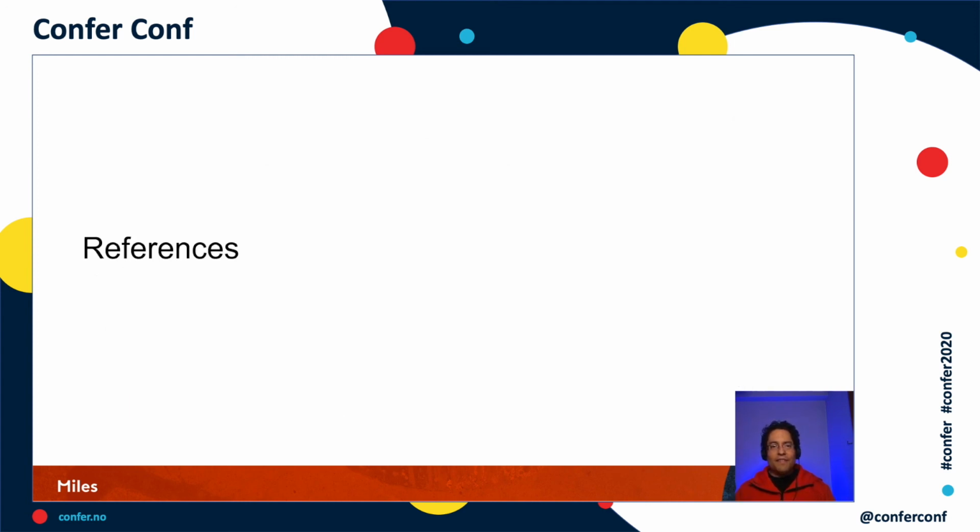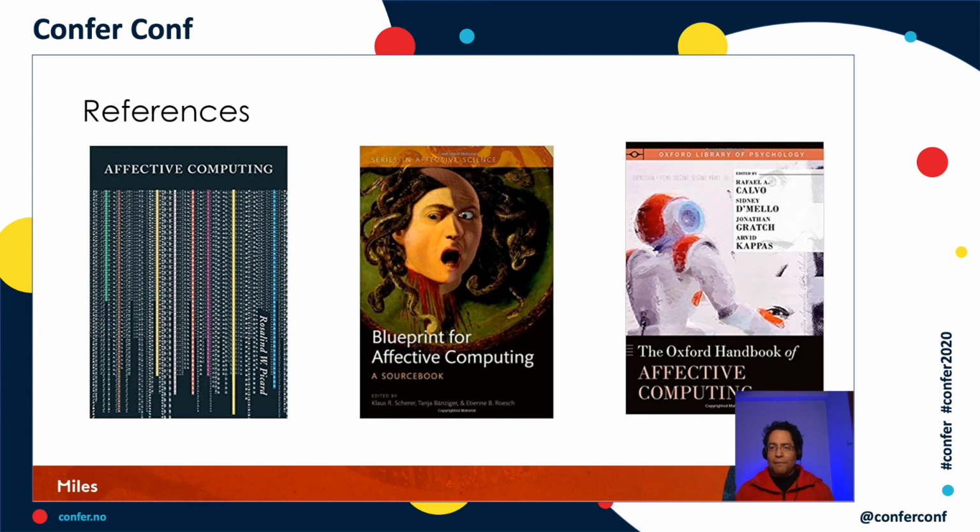I also have some references for you, so I hope you found this interesting and you want to learn more. I have three books here that you can study a little bit more. One is the book that I was mentioning, Affective Computing by Rosalind Picard. Then we have a book called The Blueprint for Affective Computing by Klaus Scherer and Tanja Bänziger. And then finally we have The Oxford Handbook of Affective Computing by Calvo, D'Mello, Gratch and Kappas.